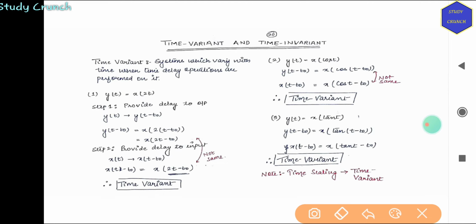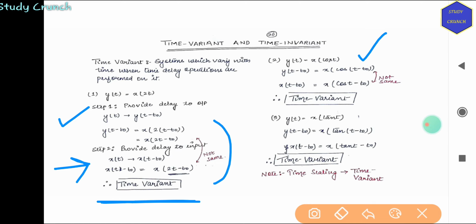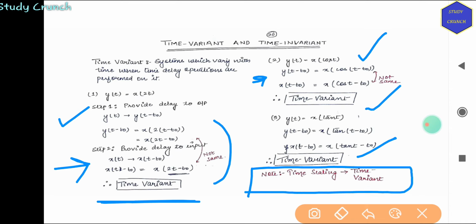Now let's start. First of all, we'll be providing delay, y(t minus t naught). Again, simplifying it. When we provide delay to the input, x(t minus t naught), both of these are not the same, so it is a time variant system. Time is varying, right? Now y(t) is equal to x(cos t). Again, cos of t minus t naught, delaying LHS and RHS, time variant system. For tan t, it will be a time variant system. So basically, if we have time scaling, then it will be a time variant system.